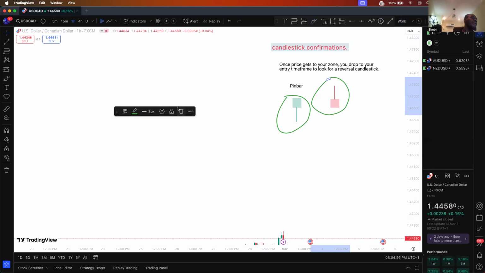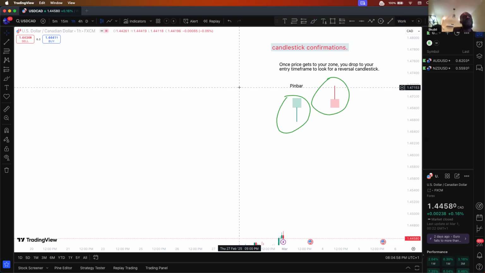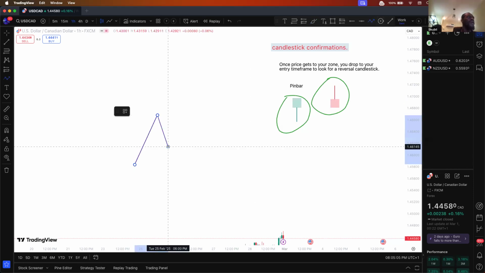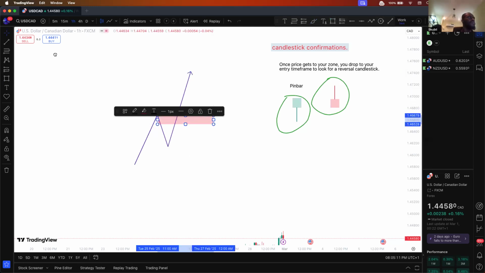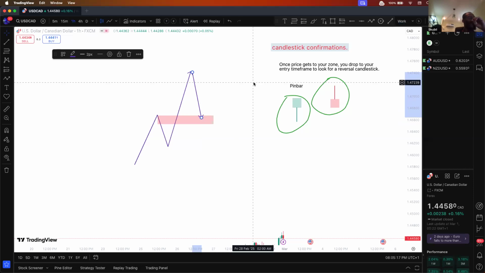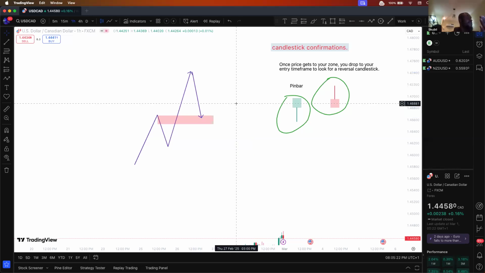Now, I was saying I'm going to give you guys the example from the perspective of a day trader. Personally, how I use this is, let's say I've got an uptrend, and then I've got my zone where I'm looking at buying from. And then price eventually gets to that zone. Once price taps into this zone, I drop to my entry time frame. The entry time frame where I look for this candlestick confirmation is the 15 minute time frame. So once price taps here on the 1 hour time frame, I'm going to drop to the 15 minute time frame to look for this hammer candlestick since it's a buy I'm looking out for.